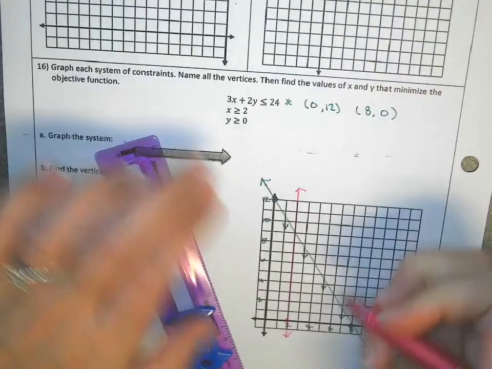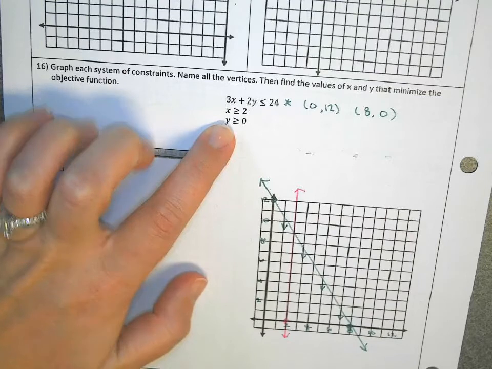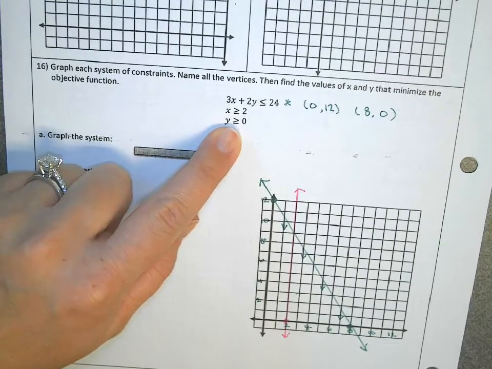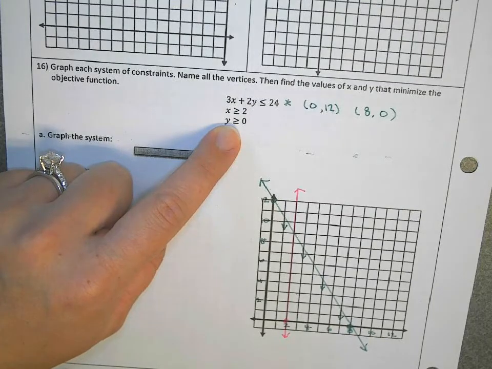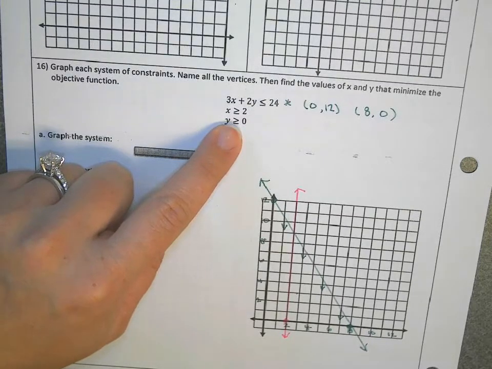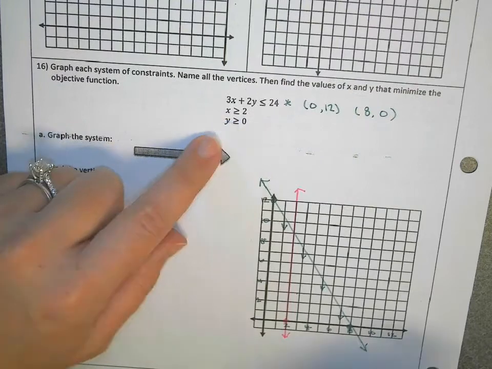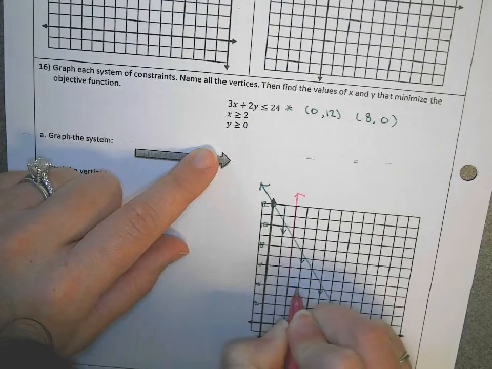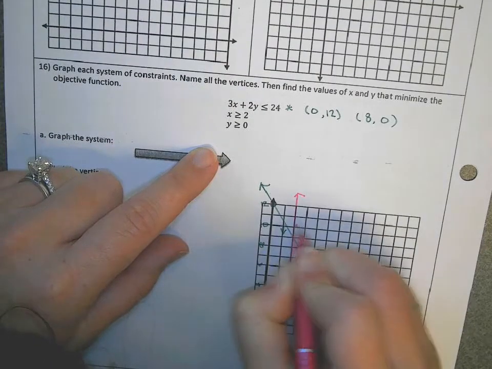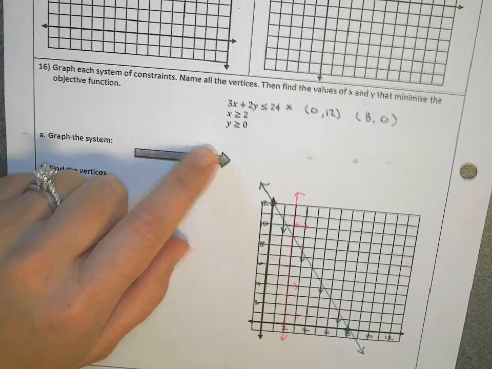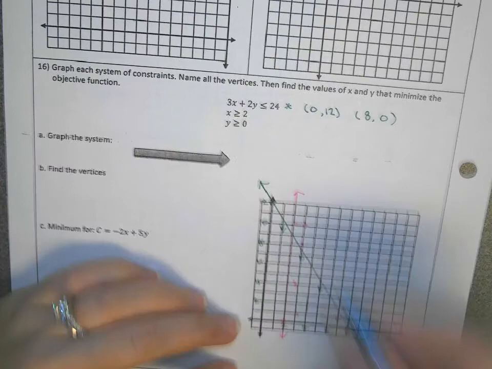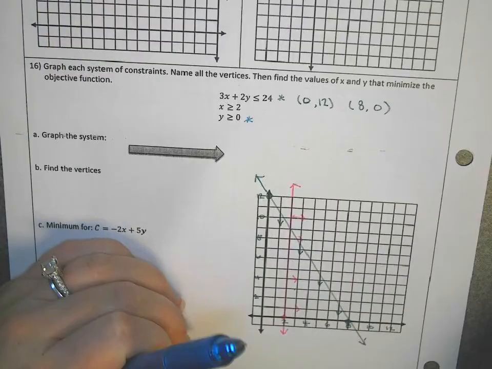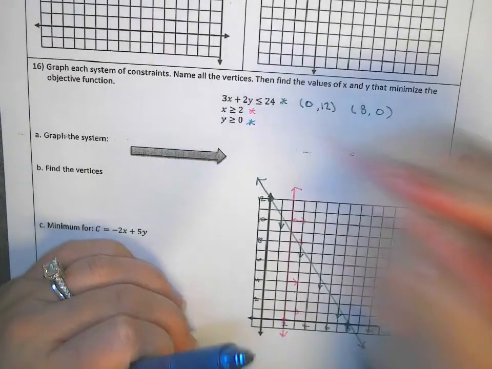X is alone. X goes left and right. Where is x greater than 2? To the left or to the right? Where is x greater than or equal to 2? To the right. So I'm going to go ahead, I'm going to put right arrows on this. Okay, I need another color. You don't have to color coordinate, but kind of if you want. I think it's a little bit easier to look at sometimes.